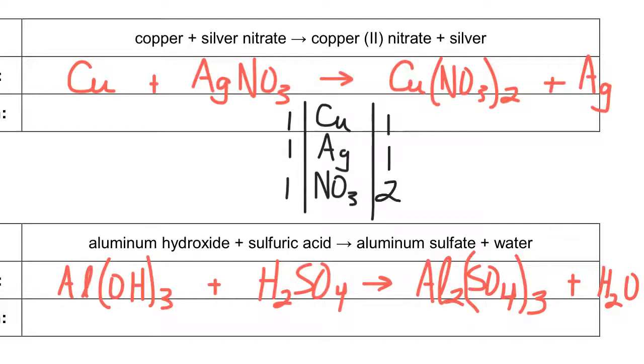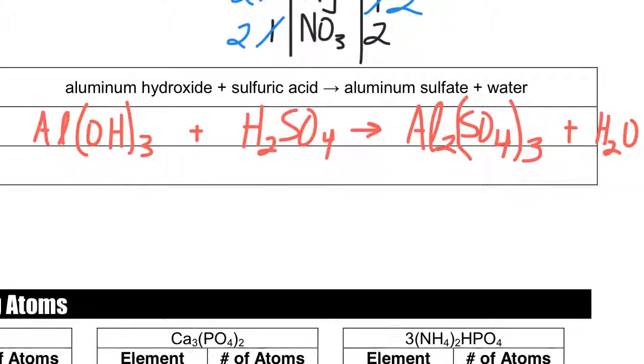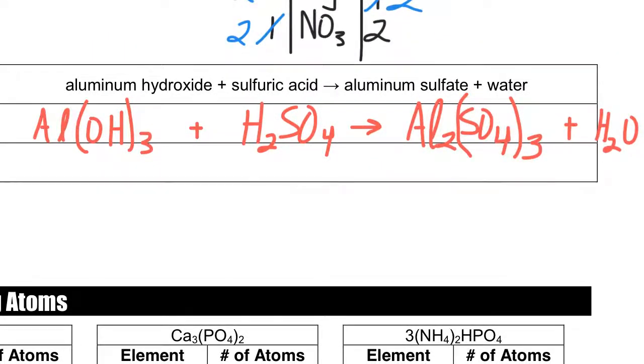Copper and silver are good. I'm going to put a 2 here to adjust my nitrates, but it also changes my silver. So now I have to update my silver on the right hand side, and now everything's balanced. This last one is pretty much the same, except I want you to notice this one thing. Here we have hydroxide on the left, but you don't see a hydroxide on the right.